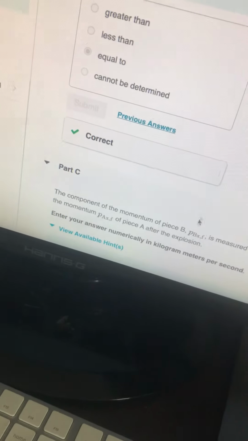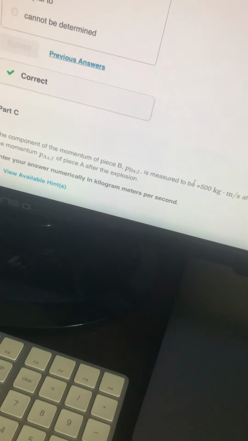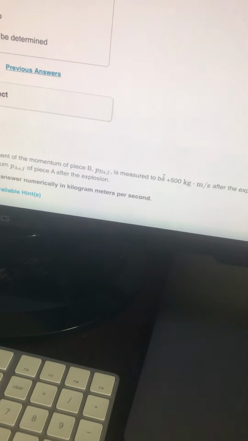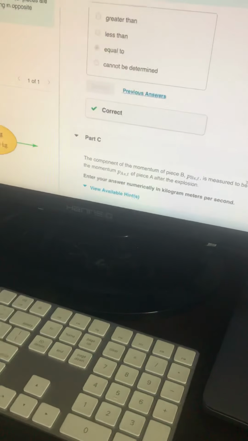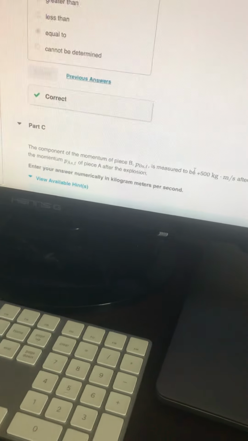And then for part C, see what it says here. The component of the momentum of piece B, P B x f, is measured to be 500 kilograms meters per second after the explosion. Find the component of the momentum. Well, momentum has to be the opposite, so it has to be negative 500 kilograms meters per second.